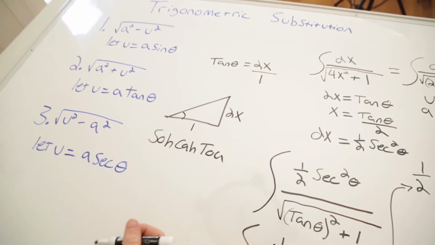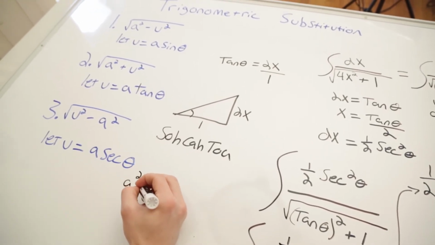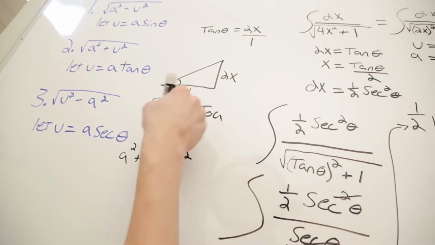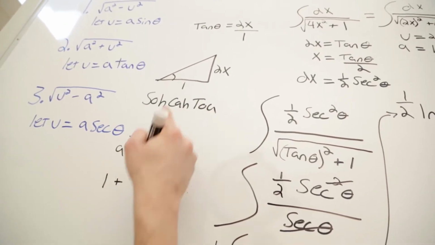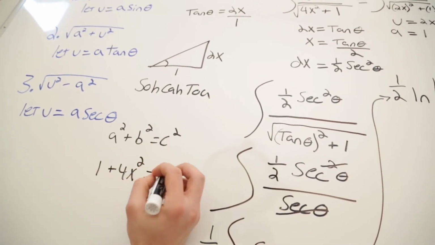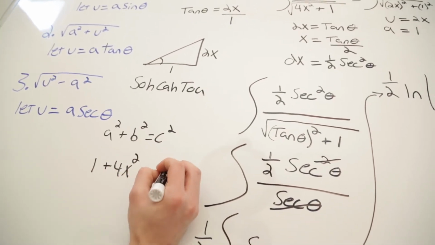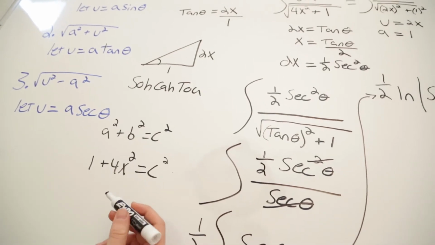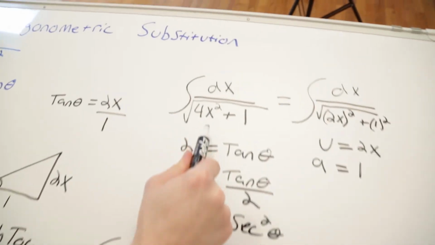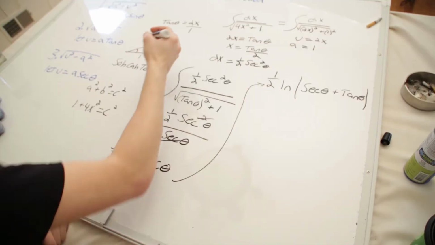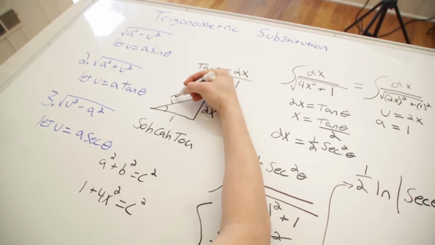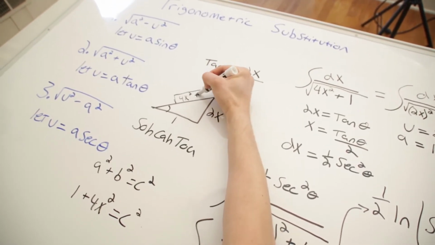Now we have to do our Pythagorean theorem. We have a squared plus b squared equals c squared. Well, our a squared is just going to be 1. Our b squared is going to be our 4x squared. And we're solving for c squared. Excuse me, we're solving for c. So we take the square root of both sides, and holy cow, it's the same radical from the beginning. Now we can solve for the rest of this triangle here. Now we have radical 4x squared plus 1.